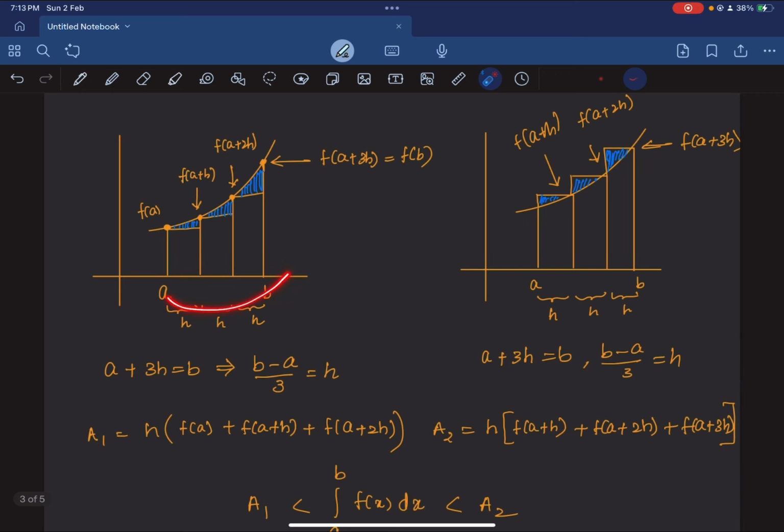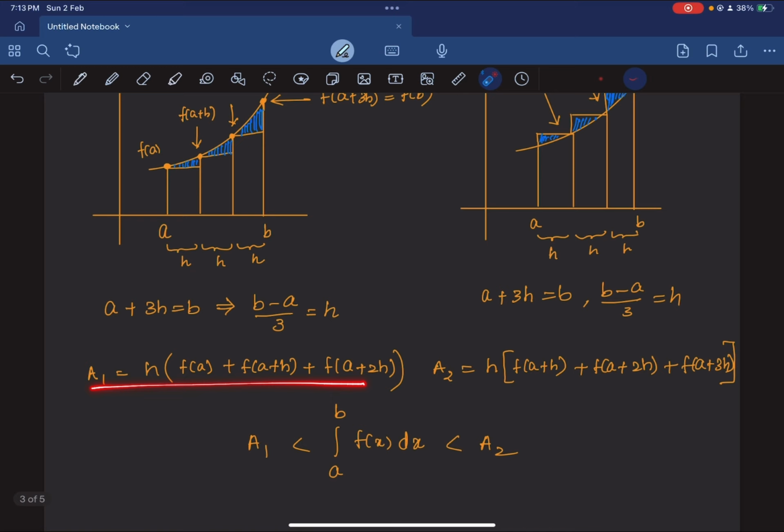Similarly, instead of finding the area this way, let us find out the area this way. Let us make the rectangles like this. All right. Instead of making the rectangles under the curve, let us make the rectangles above the curve. So here also this part is understood. So now the area of this particular rectangle is h times this length f of a plus h, and the next rectangle's area is h times f of a plus 2h. This is f of a plus 3h. All right, so this is a1, this is a2.